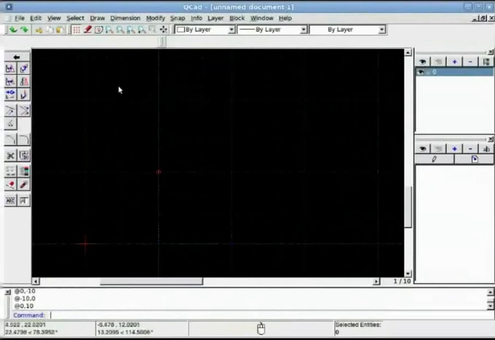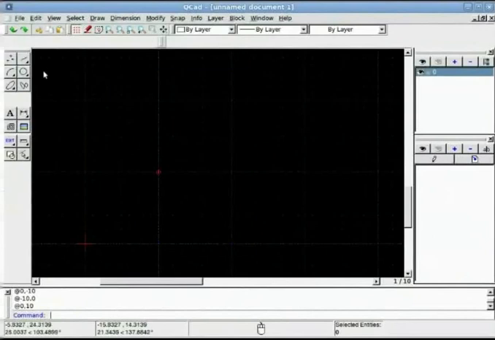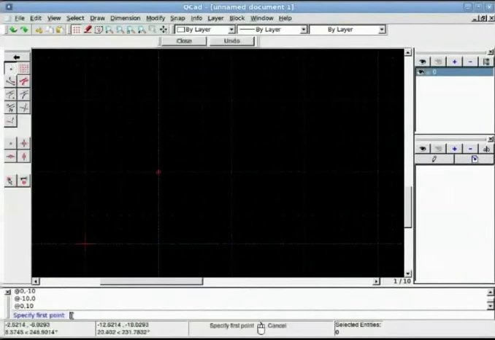In polar coordinates, right towards 3 o'clock is always the default 0 angle, and all other angles are calculated in the anti-clockwise direction relative to the default 0. So let's go to the line tool, again line with 2 points. At the command prompt, specify the first point as 10, comma 10, enter.